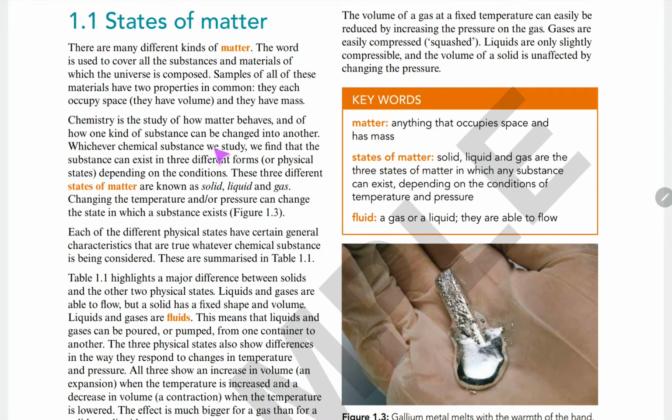Whichever chemical substance we study, we find the substance can exist in three different forms.